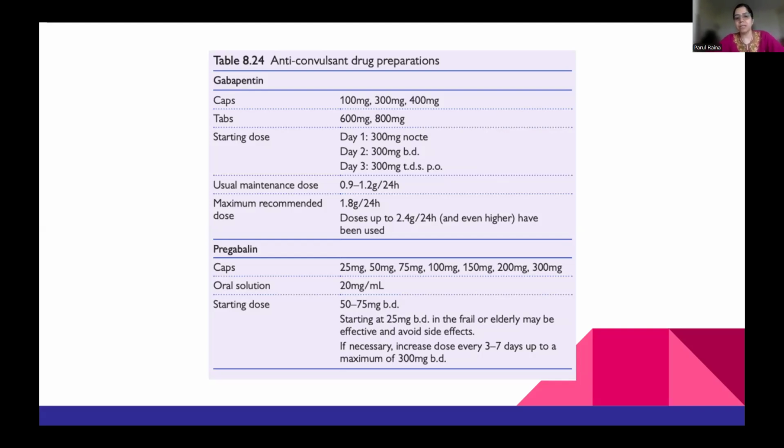And pregabalin comes in capsule as well as oral solution formulation. The starting dose is 50 to 75 mg BD, and again we have to start at a lower dose. In elderly and frail patients, we have to start at an even lower dose.